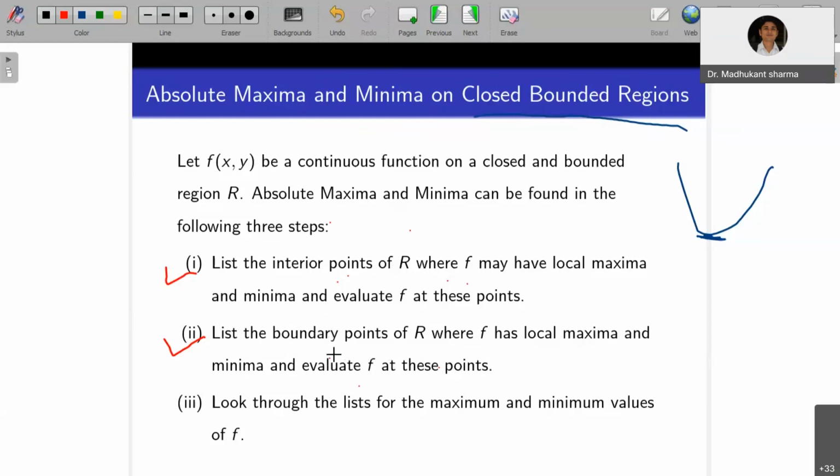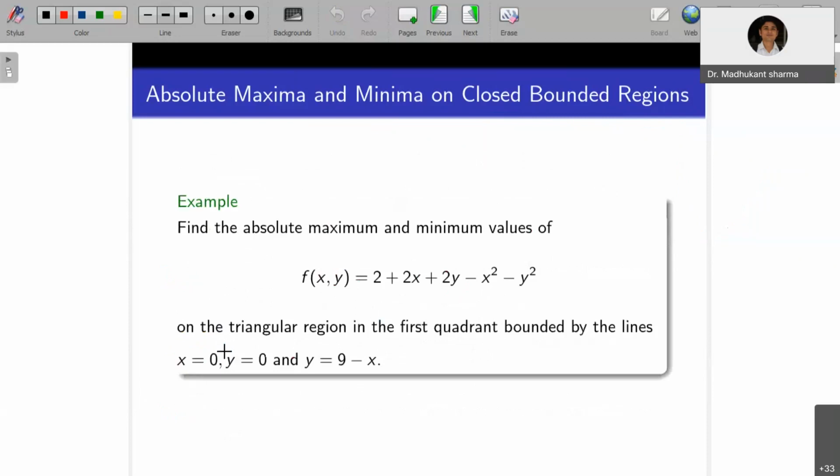Then the final step is you have to look through the list for the maximum and minimum values of f. The largest value will be the absolute maximum, and the smallest value among them will be the absolute minimum. The steps will be clear by looking at one example.